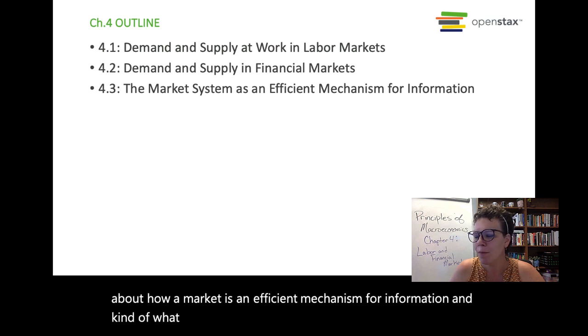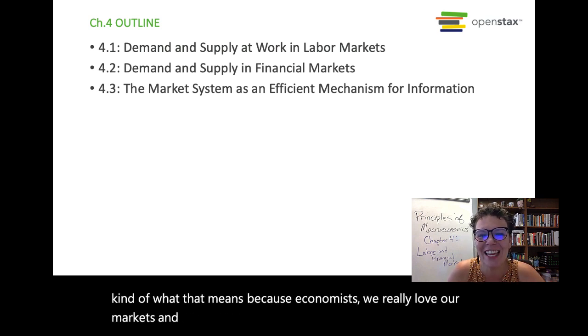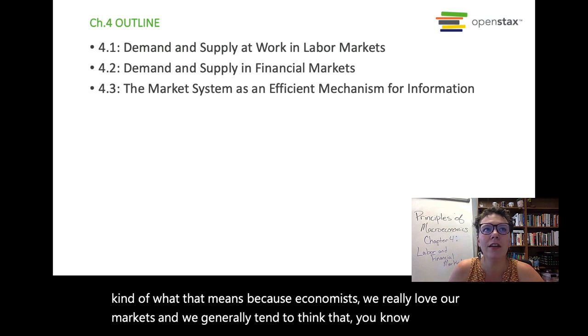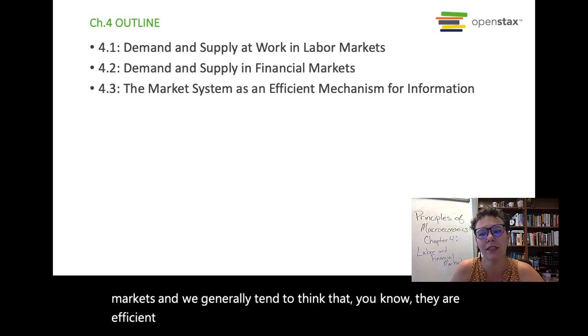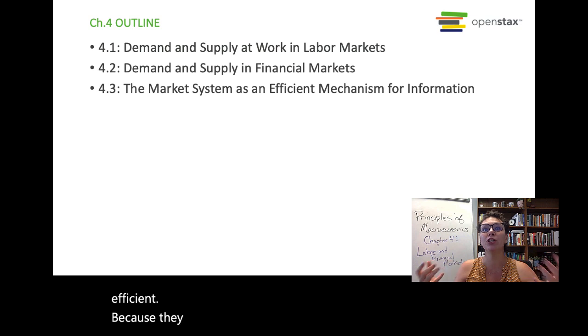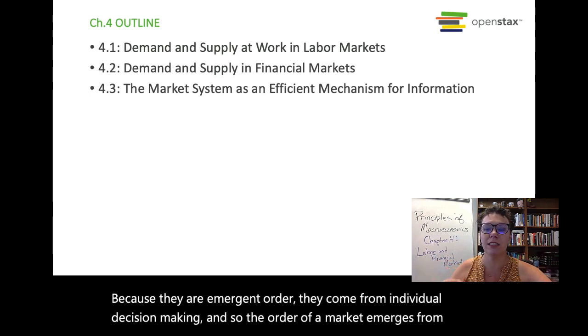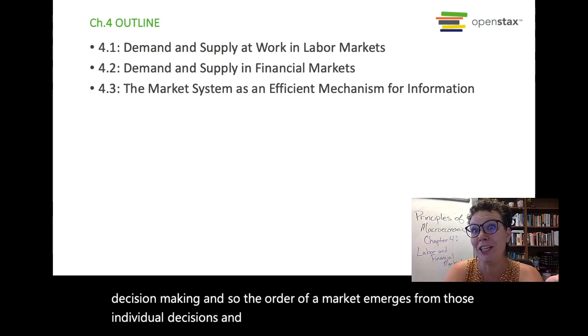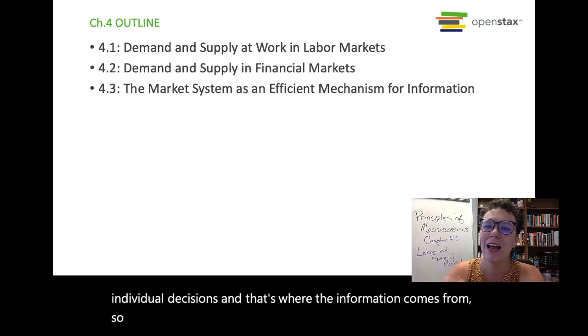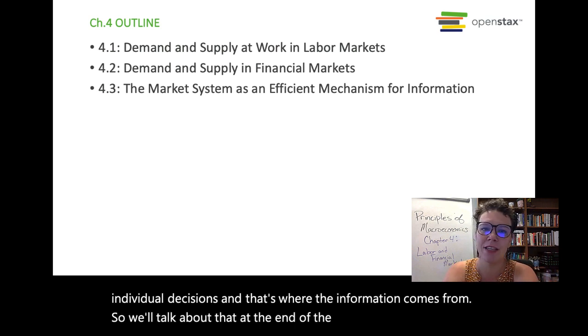And then we'll talk about how a market is an efficient mechanism for information and kind of what that means. Because economists, we really love our markets, and we generally tend to think that they are efficient because they are emergent order. They come from individual decision making. And so the order of a market emerges from those individual decisions, and that's where the information comes from. So we'll talk about that at the end of the chapter to wrap this up.